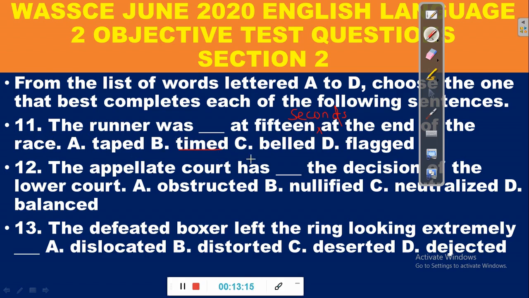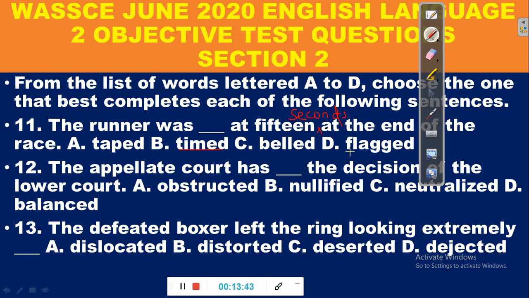Then the third option is belled, and it doesn't fit in there, because to bell something is to provide it with a bell or bells. In the proverbial saying, who will bell the cat, it means to tie a bell around the cat. So it doesn't really apply here.